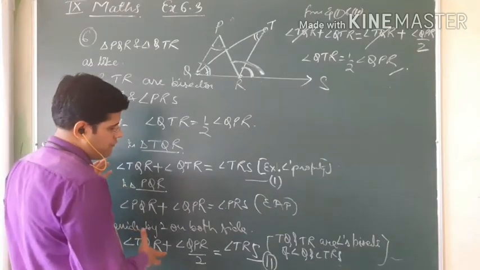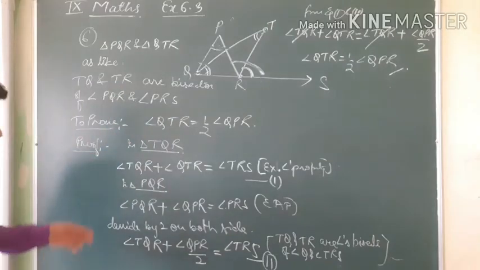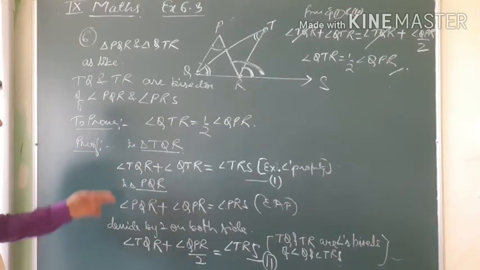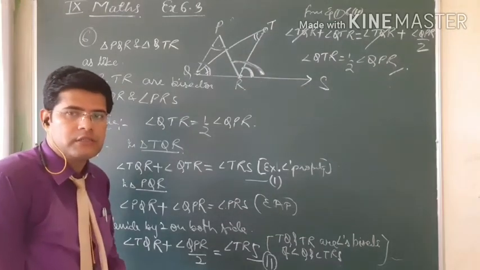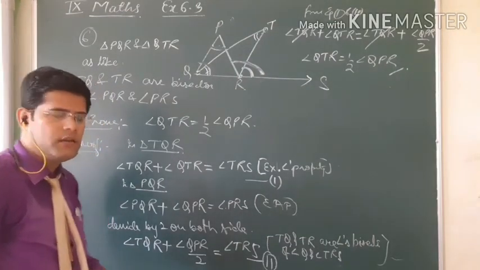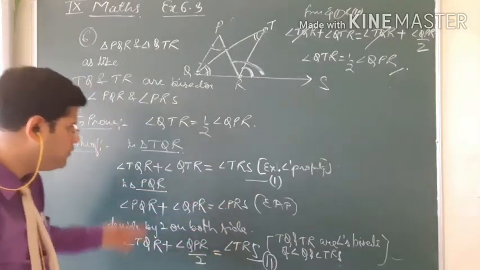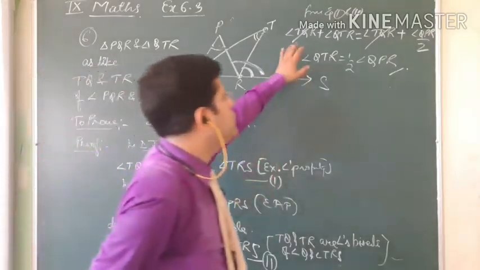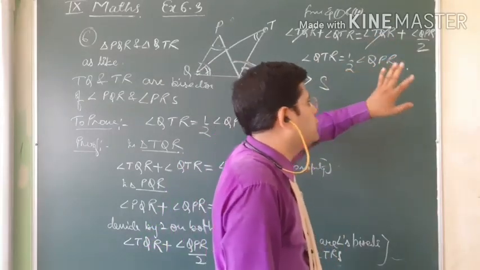Now both equations have TRS equal, so the LHS of both parts are equal. By which property? By axiom number 1: things which are equal to the same thing are equal to one another. So we make it equal. TQR is cancelled by TQR. What remains? QTR is equal to half of QPR.